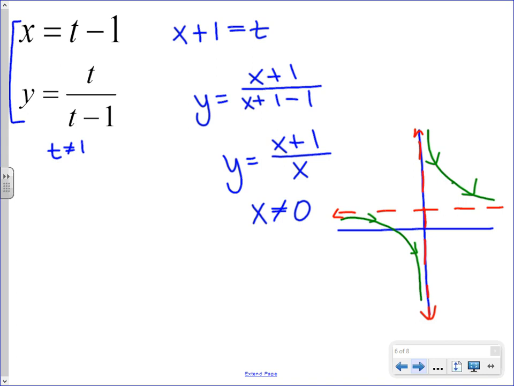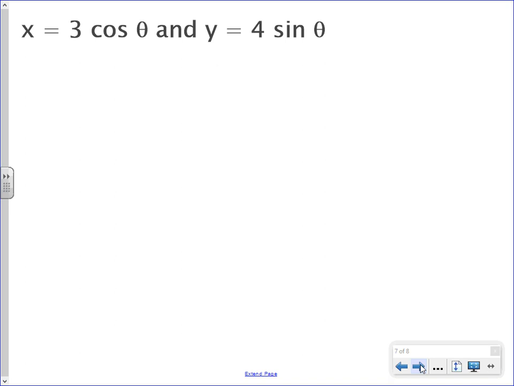Okay, all right, last one. This is my favorite. You ready? The t doesn't always have to be the parameter. Sometimes theta is our parameter.